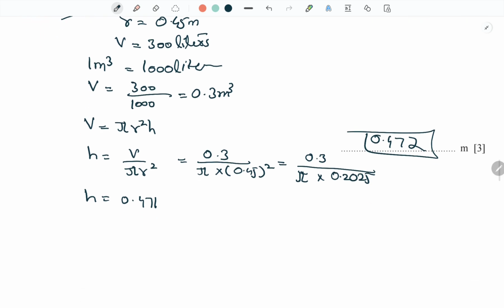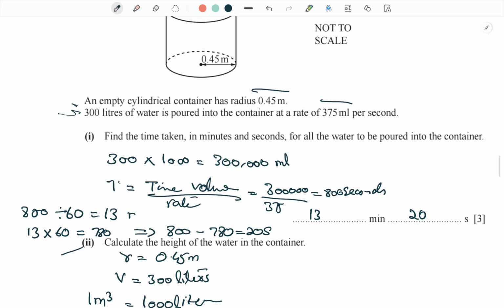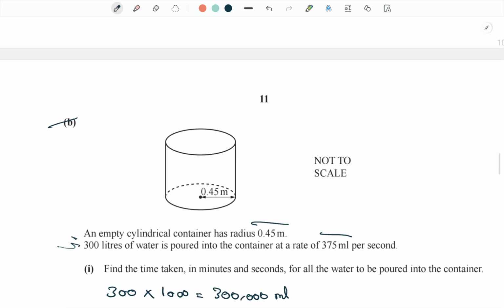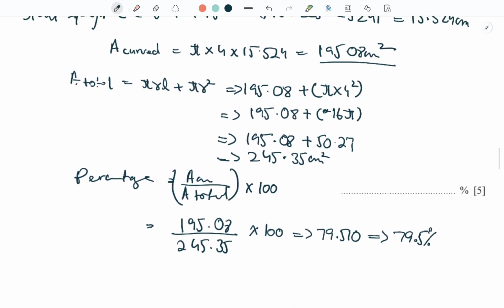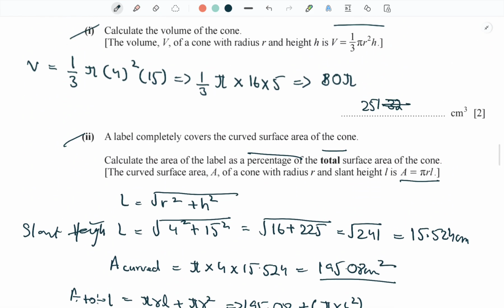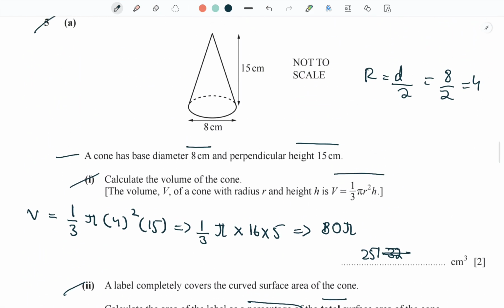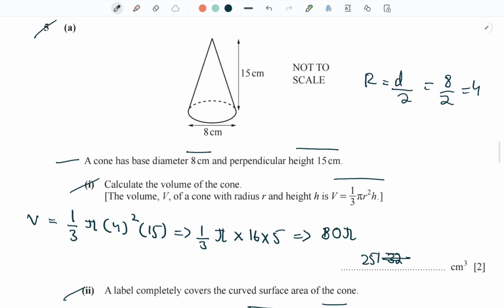I hope this one is clear, and I think this is also the easiest question in this paper. I suggest you see all the parts of this question, and if you have any trouble in any part, you can ask me in the comments.